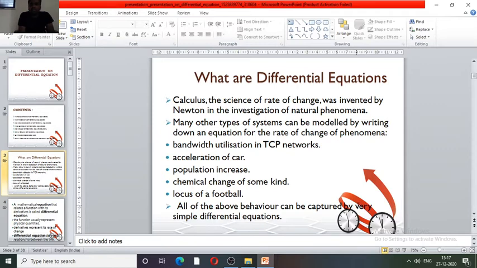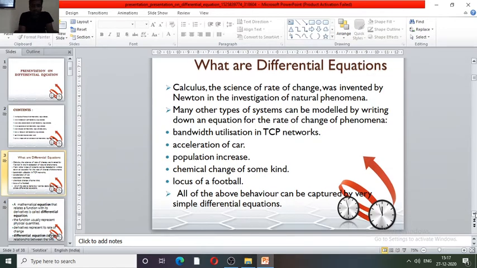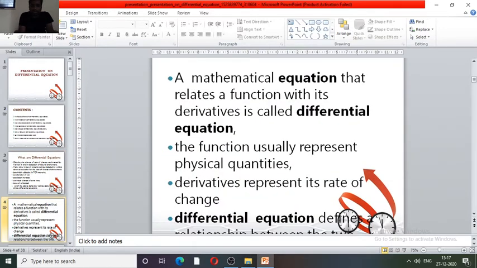Differential equation is basically related to the change of some quantity. It is a ratio of two quantities. That is, if we have two quantities, one proportional to the other, and if we take the slope, then we develop things like a differential equation.